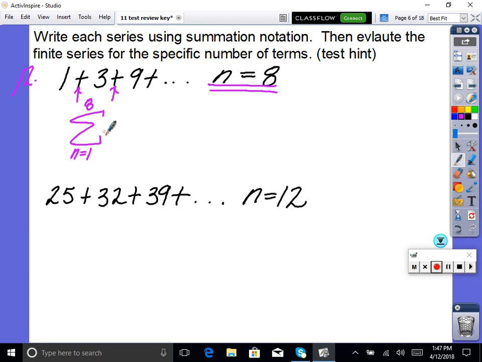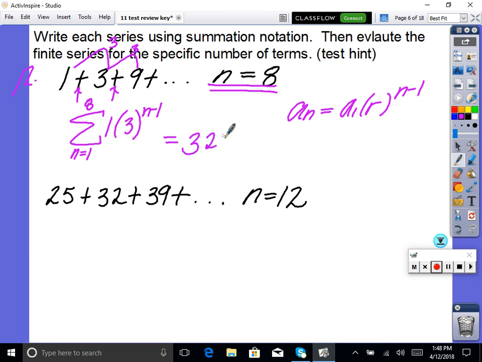Now right here goes our formula. Is it arithmetic or geometric? So this divided by this is 3. This divided by this is 3, making it geometric. The formula for geometric is a sub 1 times r raised to the n minus 1. Our a sub 1 is 1 times our r, which is 3, and then n minus 1. So that's how we write it in summation notation. We could just type it into our calculator and we would get 3280.